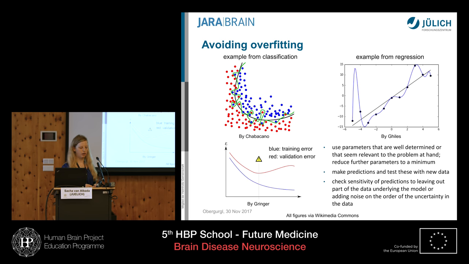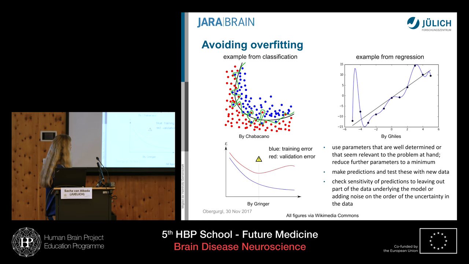The same holds for regression problems. You can fit a line through all the data points, and that line would have a lot of parameters. But when you look at a new data point, or you assume that there is some noise in the data, then the straight line is a better predictor.